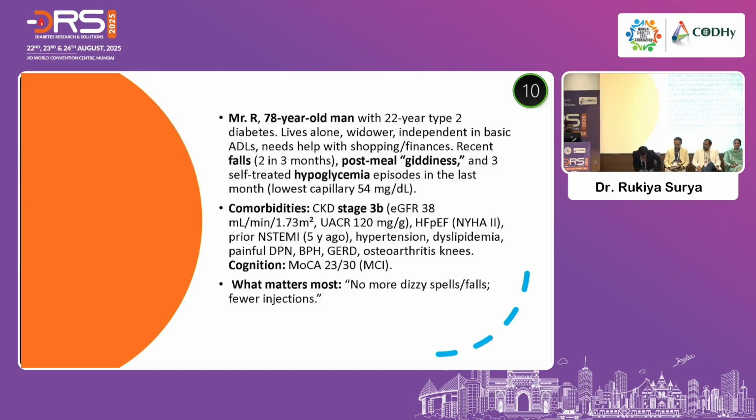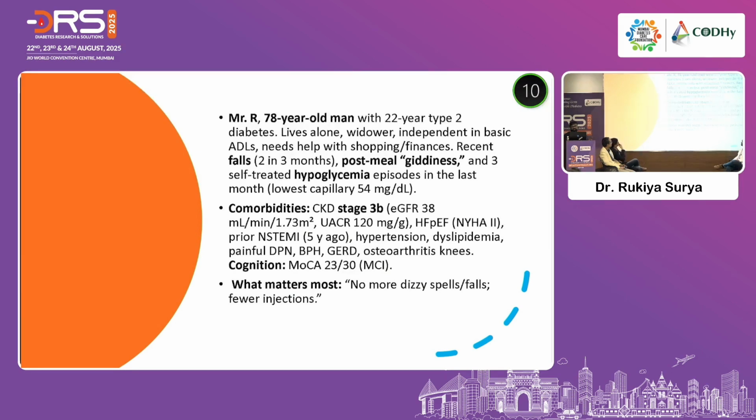So he is Mr. R, a 78-year-old gentleman with 22 years of type 2 diabetes. He lives alone. Every point is important. He is a widower, independent in basic activities of daily living, needs help with shopping and finances. Recent falls, 2 to 3 in a month. Post-meal giddiness is there. 3 self-treated hypoglycemic episodes, and last month there was an episode of severe hypoglycemia.